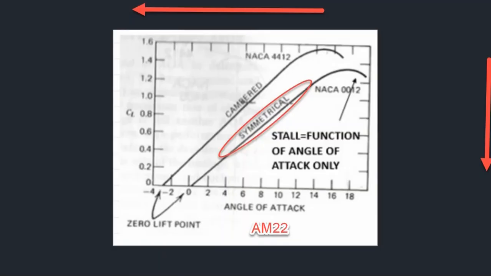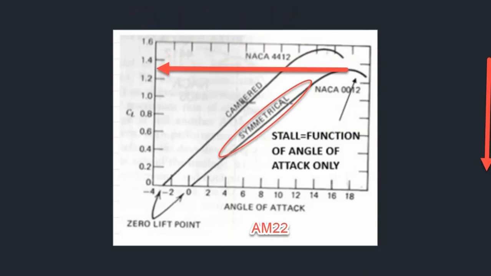For AM22, we have a symmetrical wing, and we're looking at the stall angle of attack. So we see a maximum C sub L of around 1.3 at the stall point, and then that gives us an angle of attack in the vicinity of 17 degrees.